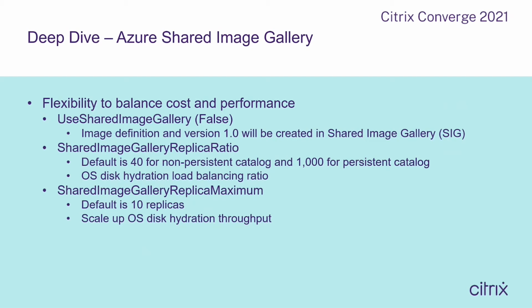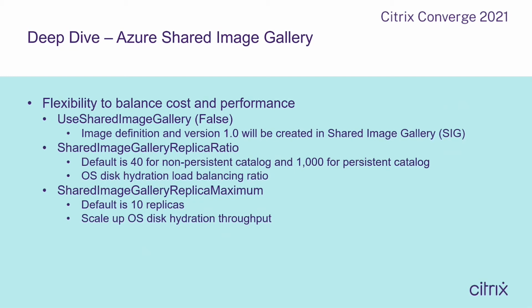Meaning that, for example, if you have 40 VMs, you will just have one image that we created in the Shared Image Gallery, as I explained in the previous bullet. But let's say you create a catalog of 80 VMs. That means that we actually will make two replicas, right? So one is the original created one. We'll create another one. So in other words, there are now two images in the Shared Image Gallery.